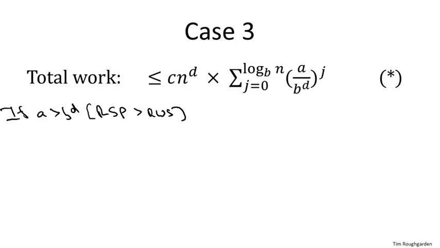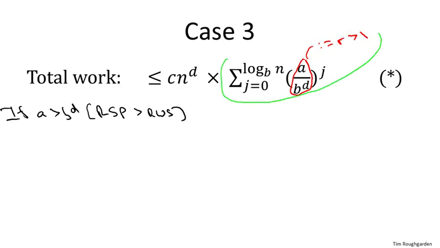And once again, using the basic sums fact, we can make precise the hope that, in fact, we only have to worry about the leaves. We can throw away the rest of the work, losing only a constant factor. So to see that, we will again denote this ratio between a and b to the d as r. And in this case, r is bigger than 1. So this sum is a sum of a bunch of powers of r where r is bigger than 1.